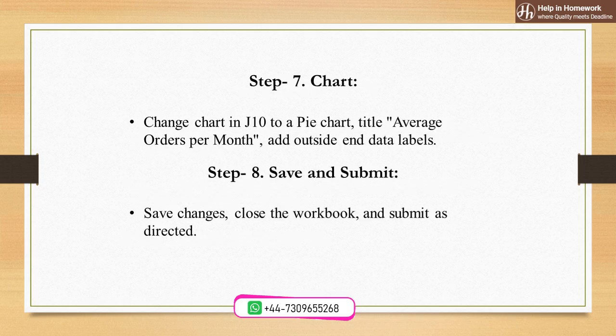Title Average Orders Per Month. Add outside-in data labels. Step 8. Save and submit. Save changes. Close the workbook and submit as directed.